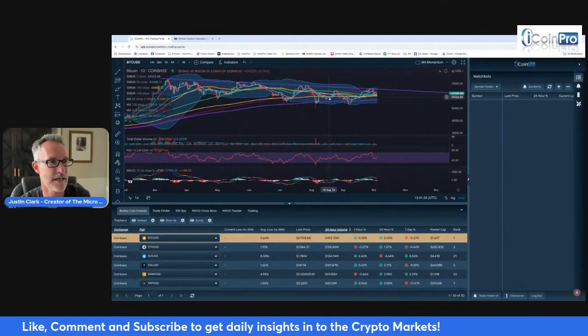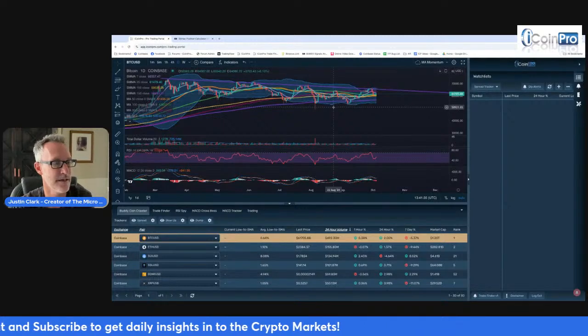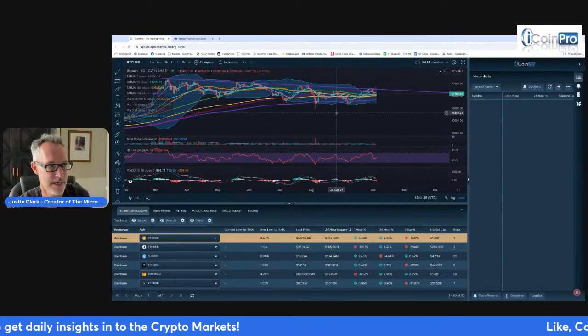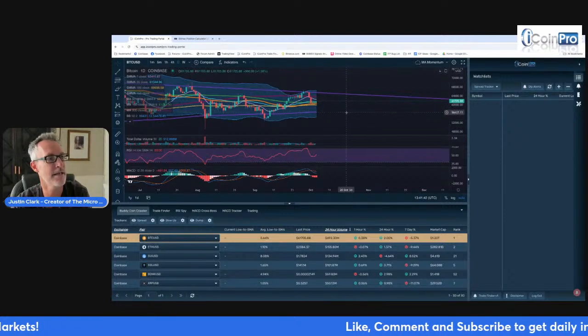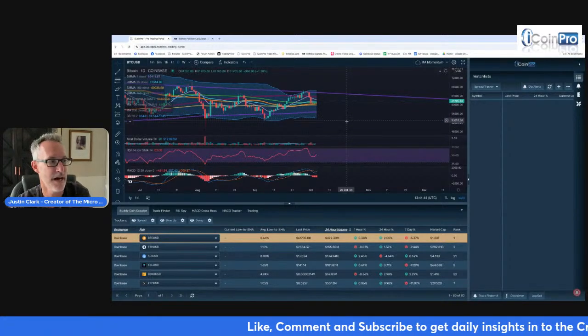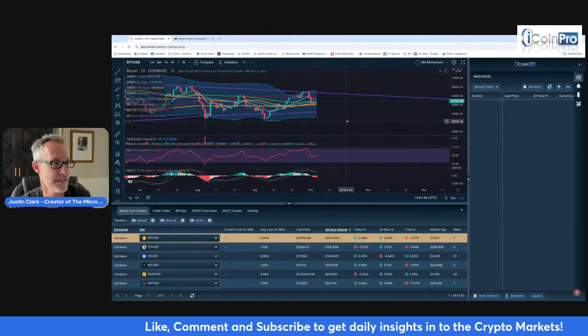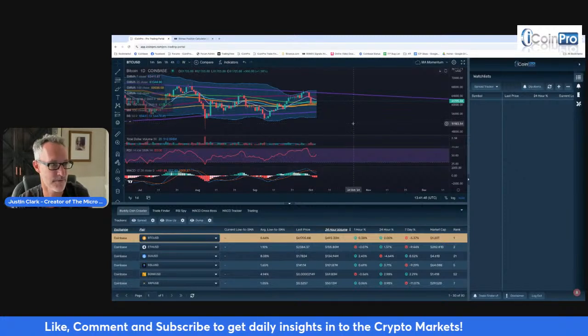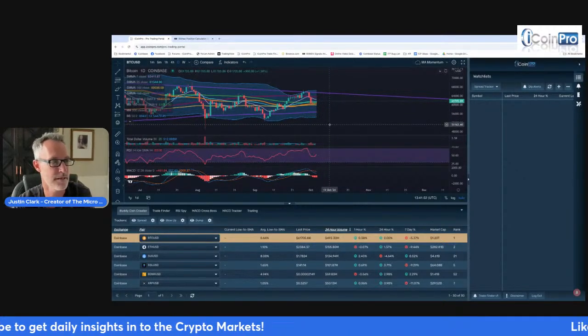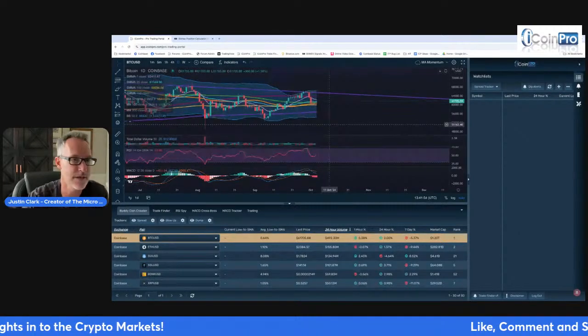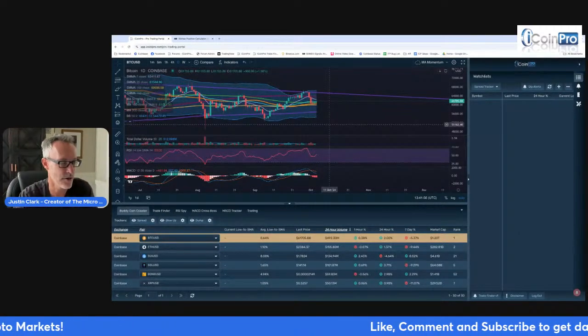A big green god candle would probably send it, get people pretty excited, okay? Again, if we lose 60, below that is 56. And then we've got 52, 50K and downward. And we could start to propel downward. So we'll just have to see what exactly happens here.